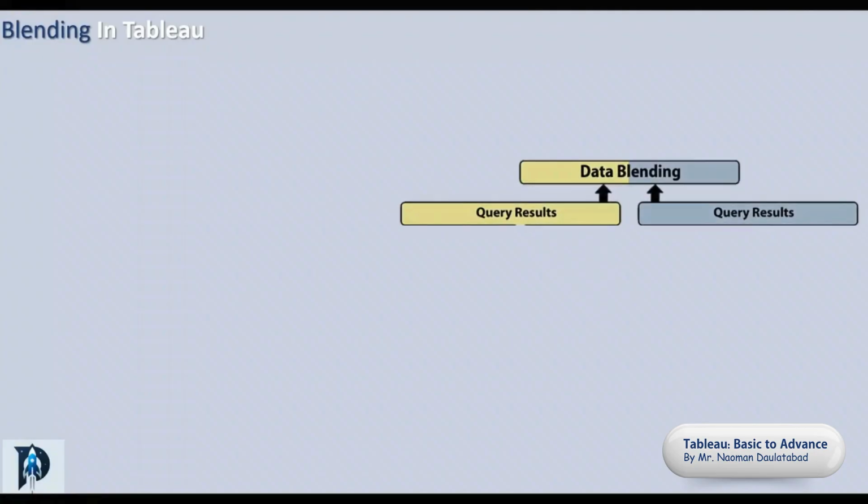In this video, we are going to talk about data blending in Tableau, a powerful feature that allows you to combine data from multiple sources. By the end of this video, you will understand what data blending is and how to perform data blending in Tableau. What is data blending? Data blending combines data from two or more different data sources, such as Excel or a SQL database, into a single view.